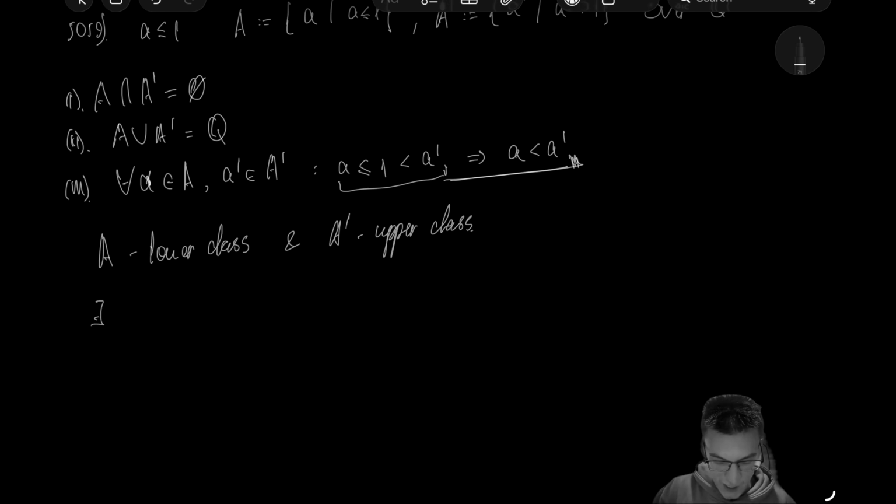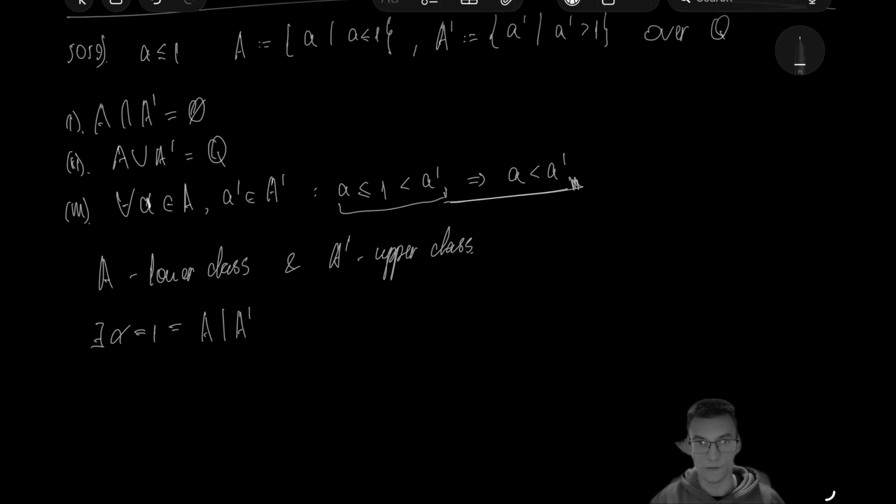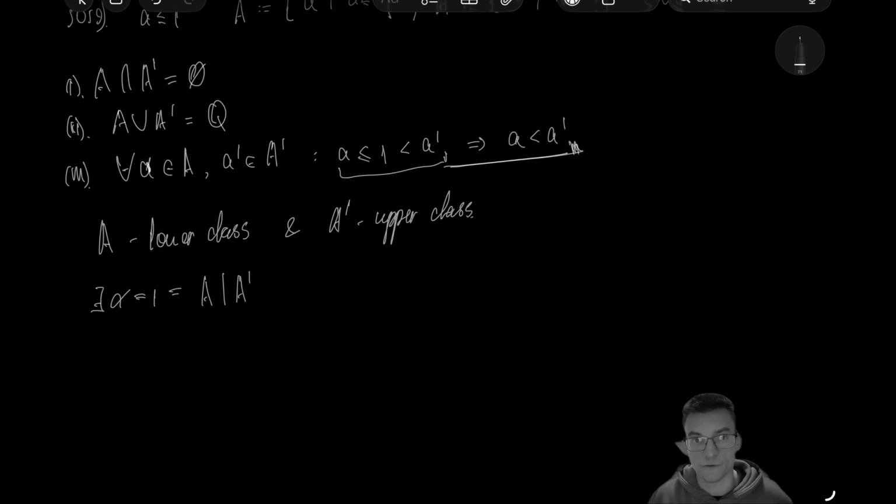So there is such an alpha, which in this case is 1, which is the cut of the set of rational numbers into two classes, the lower one and the upper one, A and A prime. So this is called a cut. This is a definition of the split of rational numbers. So what is so special about that?